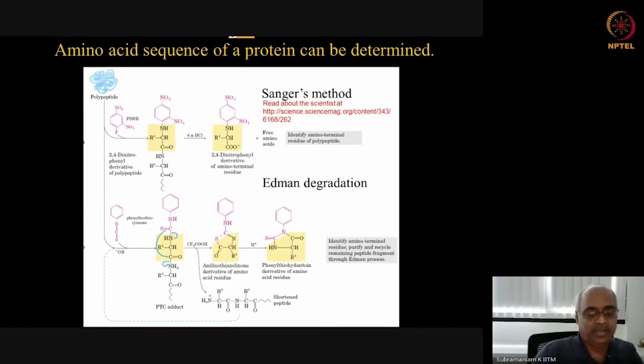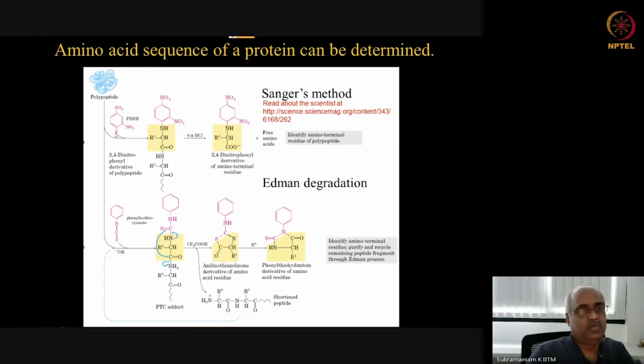And that amino acid that has the free amino group is the N-terminus of the chain. So this I told you already. And the other end will have the carboxyl group free, that we call the C-terminus. So the N-terminus amino acid is derivatized using a reactive group. Here the group that we used is FDNB.